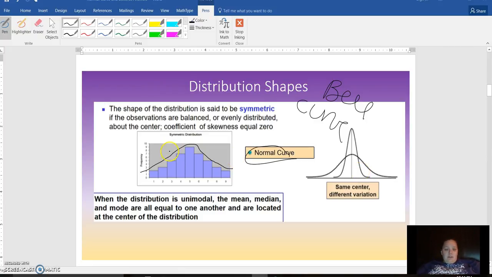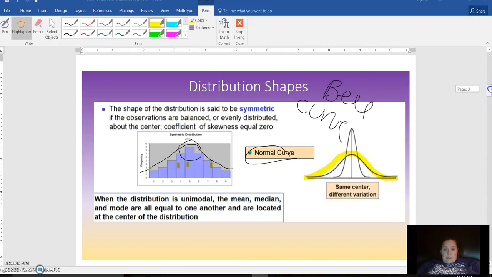So with the bell curve, everything's pretty much right here. The mean, median, and mode are centered right there. And in the data, we will come to know the bell curve as that shape. And if you made a bar chart of the data, it would look like this right here.